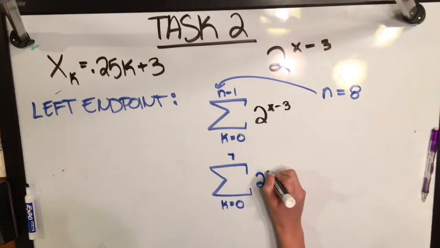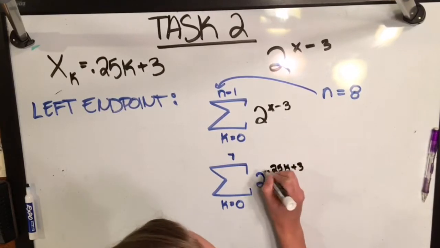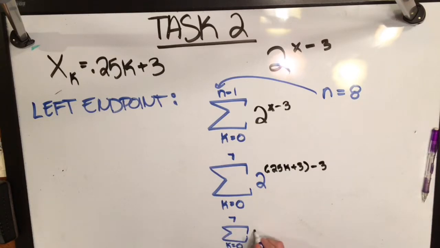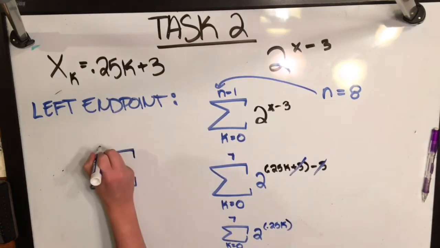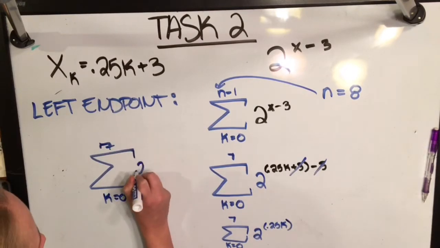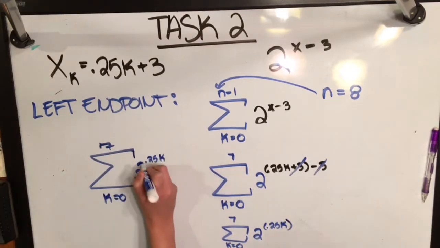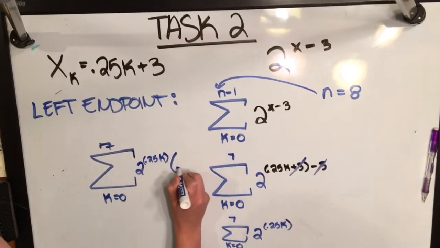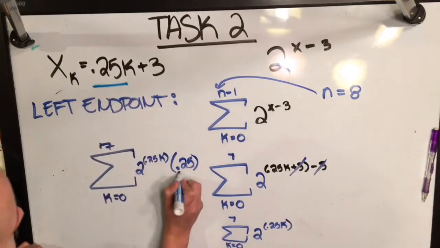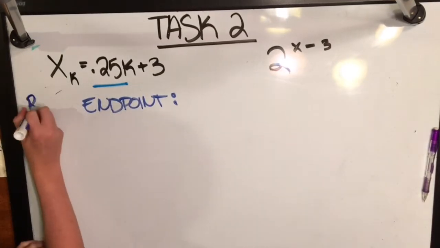Now you need to plug in your x sub k into the x in your equation, which is going to give you 2 to the (0.25k plus 3) in parentheses, and then minus 3 outside. The 3's are going to cancel out, which leaves you with 7 sigma, k equals 0, 2 to the 0.25k, and you have to remember, in parentheses, 0.25, which is your width. That is the left endpoint equation. In this case, we're going to do the right endpoint next.